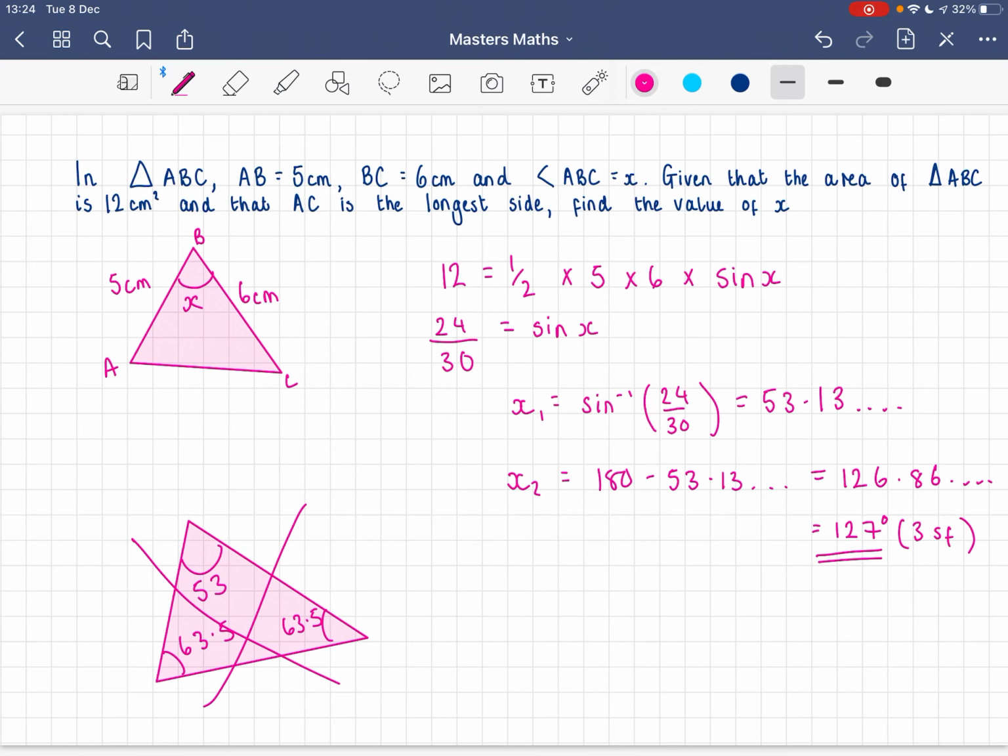If we take it away from 180, we get 53. And then by the time we've shared that out between two angles, we're going to get 20 and 33 or something like that. But they're going to be smaller than 127 no matter what they are. I hope that makes sense.